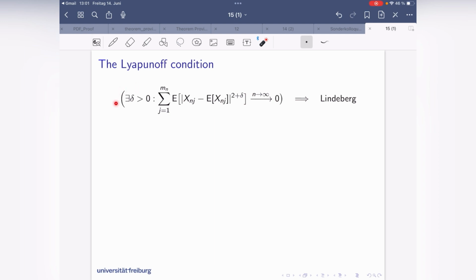And from the stronger Lyapunov condition, which means that the sum of moments which are higher than 2 converge to 0 in some sense, from this the Lindeberg condition follows. Let's see why this is the case. Indeed, take epsilon bigger than 0. In the Lindeberg condition, we have something like x square on the set x is bigger than epsilon.